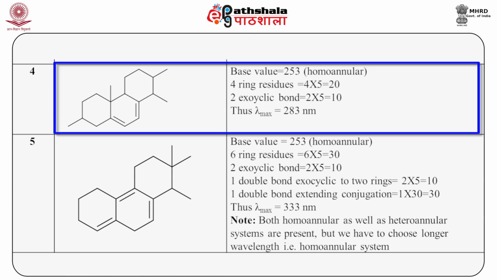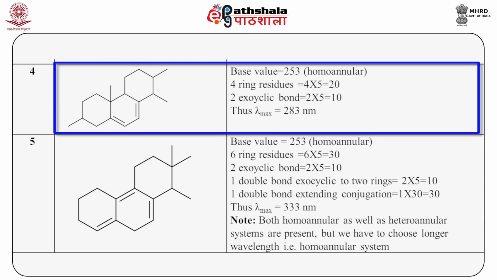Now, seeing entry number 4, it is again a homoannular diene, but the system is different from entry number 2. As you can see, it will have 4 ring residues contributing 20 nanometers, and 2 exocyclic double bonds contributing 10 nanometers. Thus, adding up all these, we will get a value of lambda max equal to 283 nanometers.